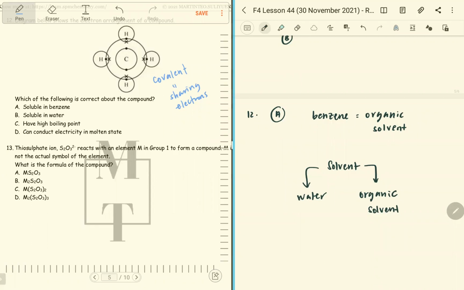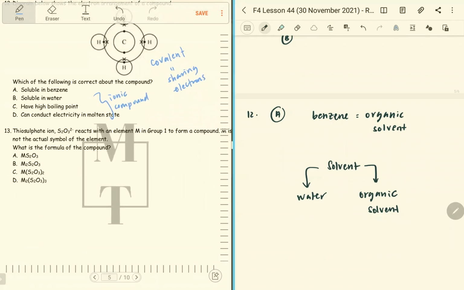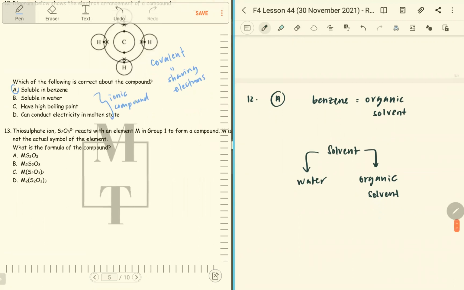For a covalent compound, you don't have a high boiling point. That is a property of an ionic compound. So B, C, and D are the properties of ionic compounds: soluble in water, high boiling point and melting point, and can conduct electricity in molten state. All these are properties of ionic compounds. So the answer is A, for a covalent compound.